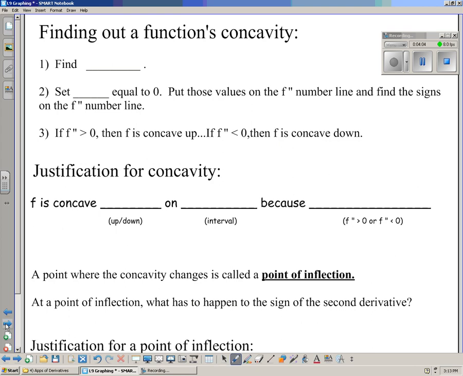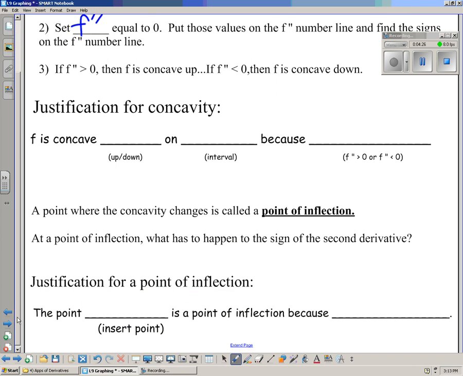First, when we want to find out concavity, we need to find f double prime. F prime is going to give us increasing or decreasing behavior. F double prime is about concavity. We set f double prime equal to 0, and we're going to put those values on the number line. If f double prime is greater than 0, then we know the function's concave up. If it's less than 0, the function is concave down. And then, a point where the concavity changes is called a point of inflection. For the sign of the second derivative, the sign must change. So the point, whatever the point may be, is a point of inflection because f double prime is changing its sign.